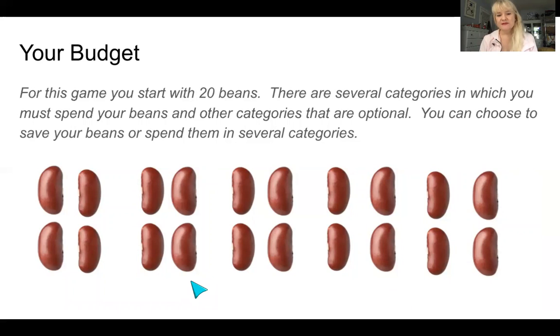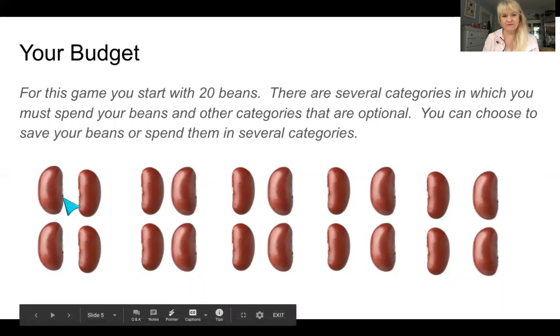So we're going to play this game using these beans. And again, everybody starts with the same budget. Is that how it is in real life? No. People have different budgets in real life. People make different amounts of money in real life. But for this game, we're all going to have the same budget, 20 beans.